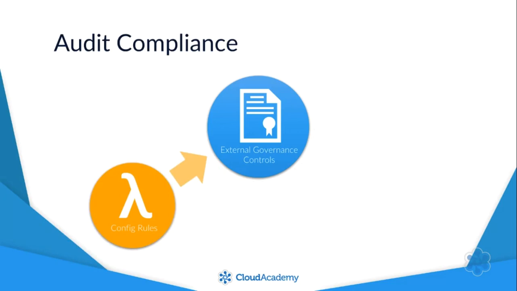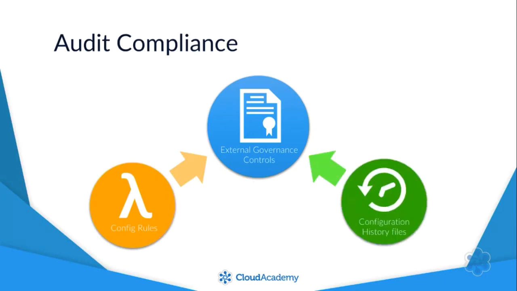In addition to this, you could show the auditors all of your configuration history files, which would allow them to go back to any point in time to check the configuration of any of your supported resources. Having this kind of information to hand is essential from an audit compliance point of view.